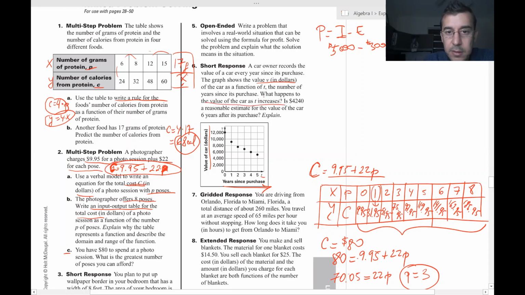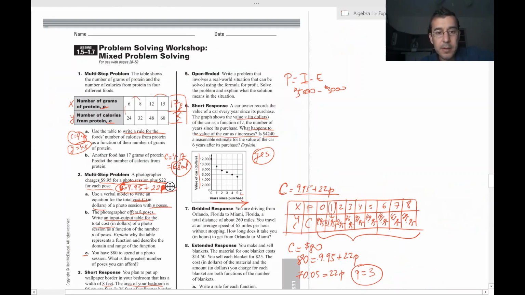Okay. Is $4,240 a reasonable estimate for the value of the car 6 years after its purchase? So at 5, we have about $5,000. So at 6, is it reasonable to be 4,200? Yes, it is reasonable, because 4,240 is less than the value of the car at year 5, which is about 5,000. So yes.